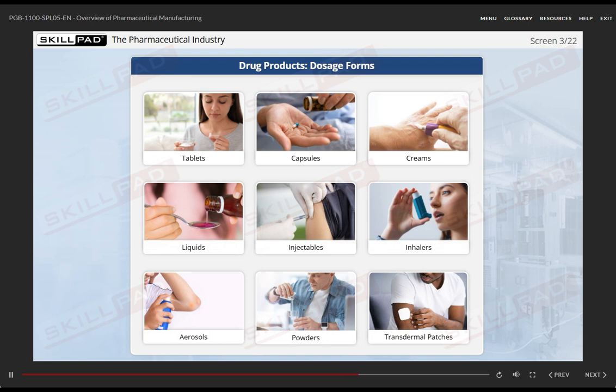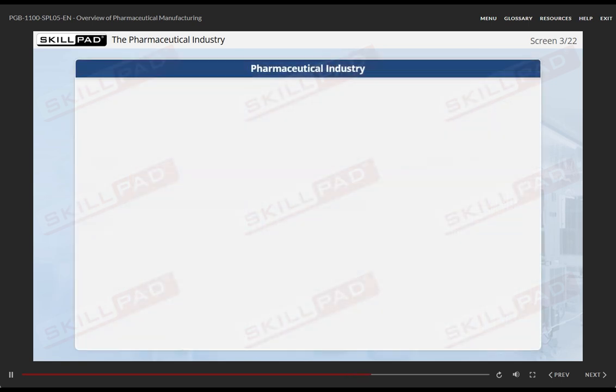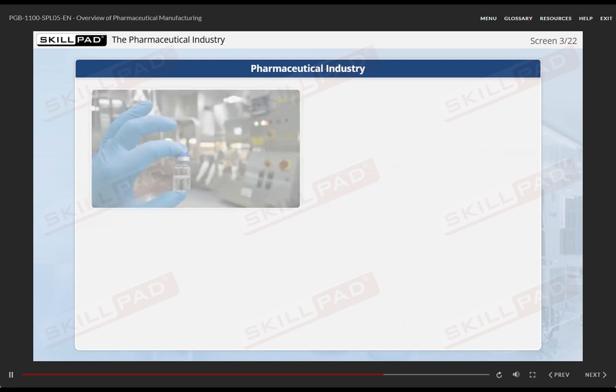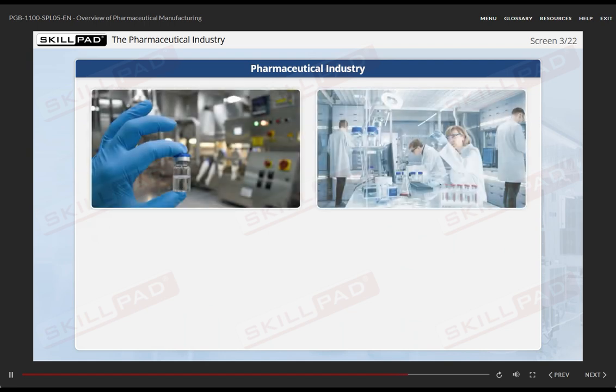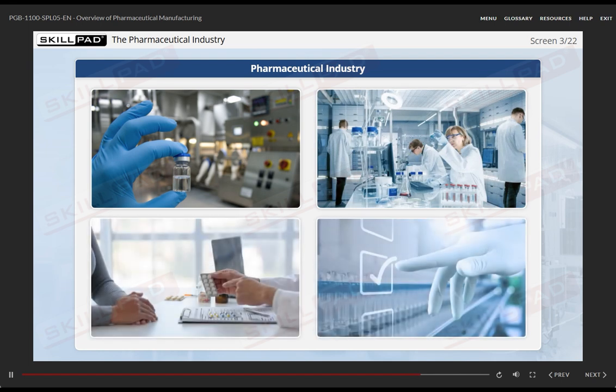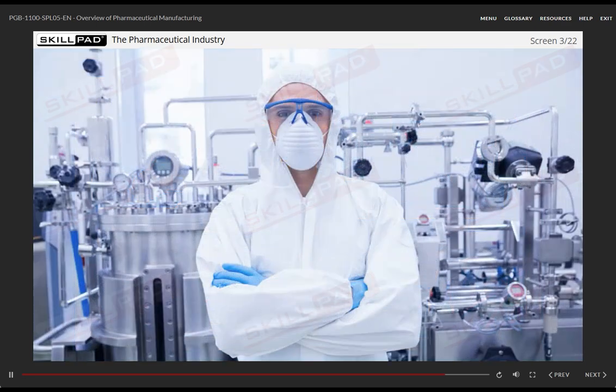This module will provide you with an overview of the pharmaceutical industry, from the types of products manufactured to how these products are researched, developed, and approved for the market. You will also learn about the different functions within a pharmaceutical manufacturing facility and the activities typically performed there.